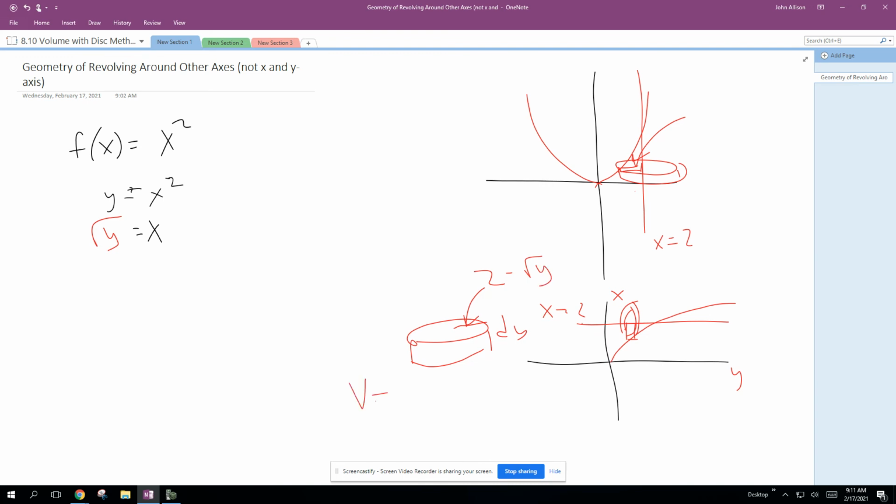If we wanted the volume of that disk, that would be pi times the radius squared times the height of the disk. That would be dy. Then we'd integrate that from y equals 0 to whatever y value is the intersection here. Should be 4. Yes, 4. And that's how we would do this. So we'll do some examples on the next videos.